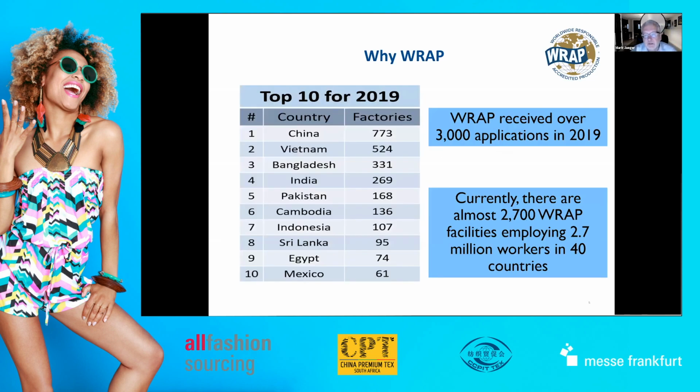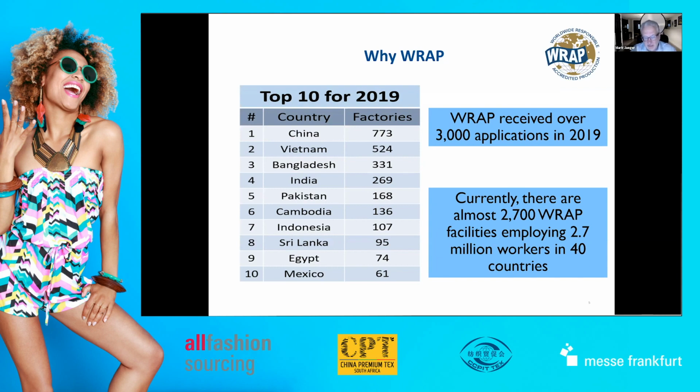So another reason to consider RAP is the footprint I mentioned. So I'll share a few statistics with you this afternoon. The top 10 countries for RAP certification in 2019 were China, with about 770 factories, followed by Vietnam, where RAP certified 524 factories. And then shortly after that, Bangladesh at 331 and India at 269. And you can see the rest of the list here.